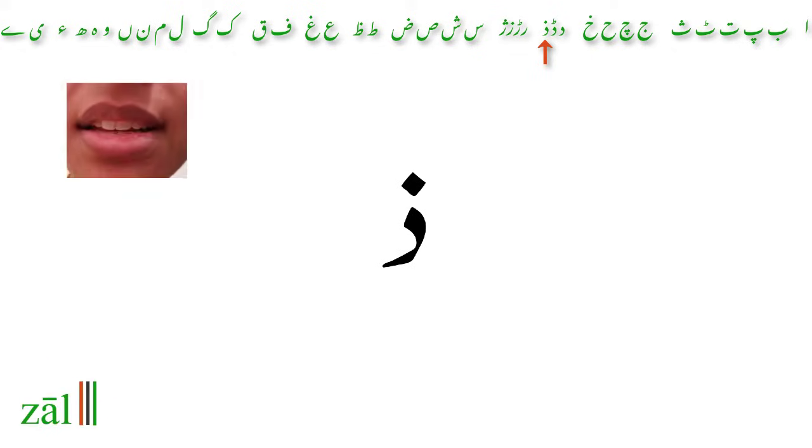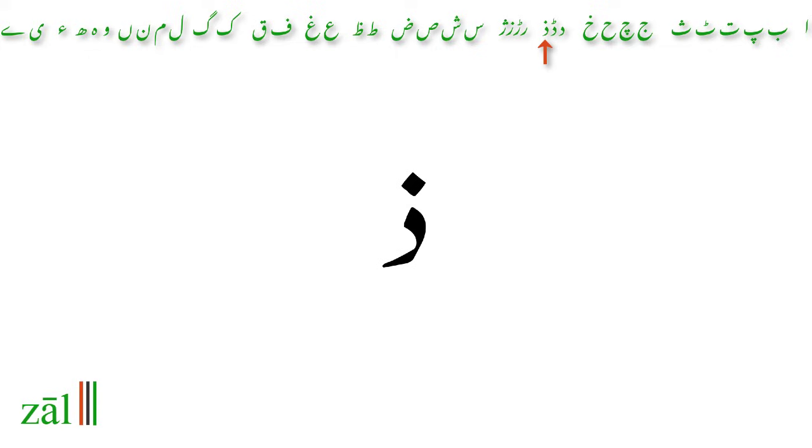Moving on. Like dal, the next letter is zal. Zal. Z, z, zal. Then it gets even more interesting. We've got re.